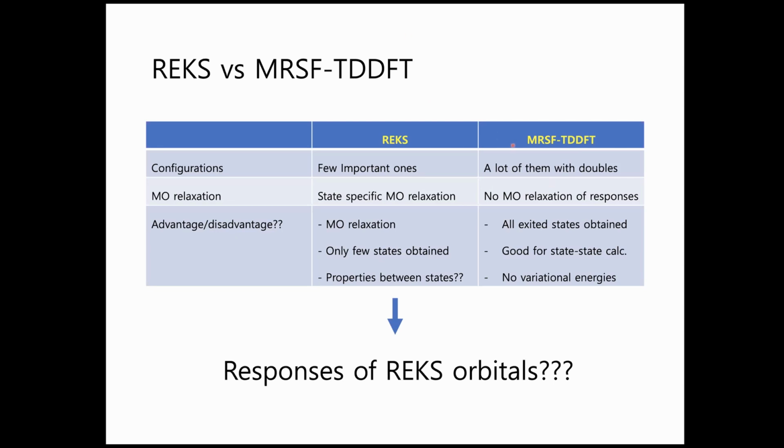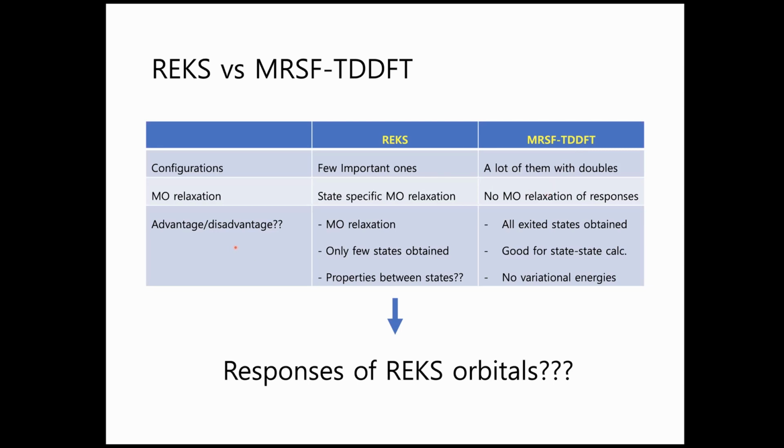So in terms of electron correlation, which one is better? That's the question. Is better orbital relaxation better, or is a larger configurational expansion better? What do you think? That's the question. MRSF has a much larger expansion. But on the other hand, REX has specific molecular orbital relaxation possible.